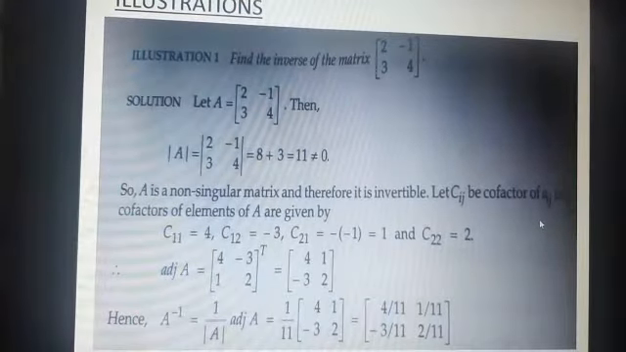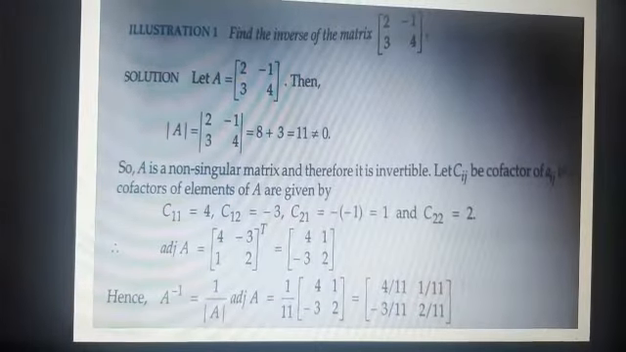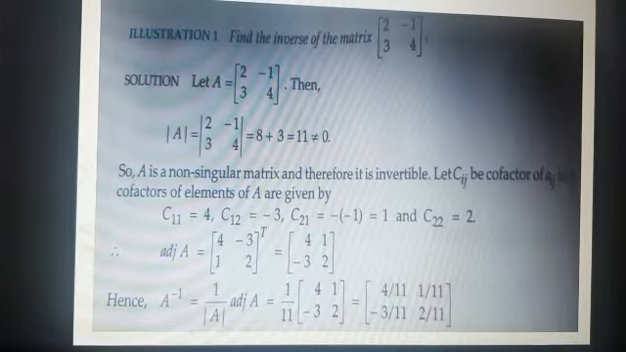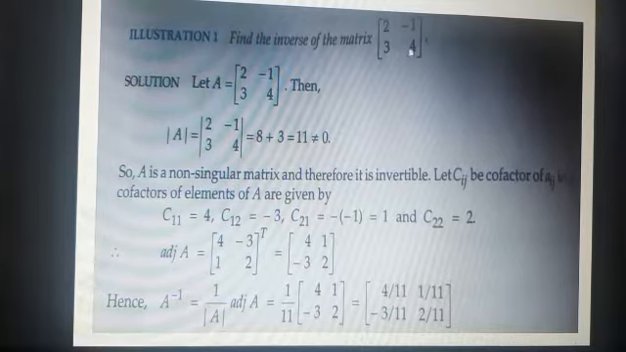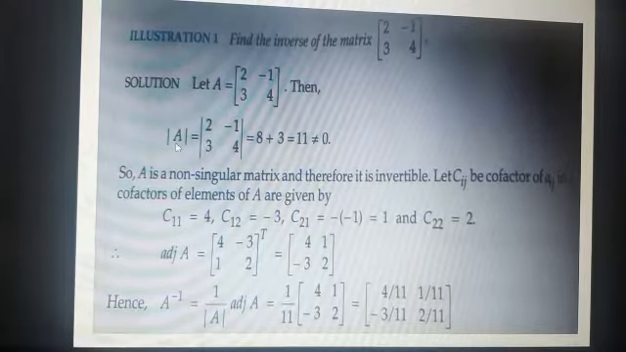So here we have one illustration. You can see illustration number 1. Find the inverse of the matrix. This is a matrix of order 2 into 2: 2, minus 1, 3, 4. We have to find the inverse of this matrix. So first we have to find the determinant of A.